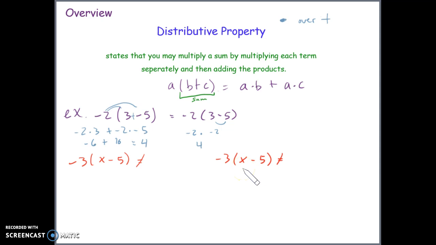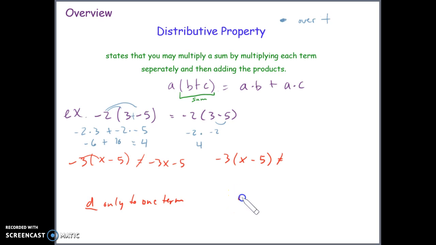Here are a couple examples of common mistakes. The first common mistake is distribute only to one term. This happens all the time where a student will see negative 3, they'll multiply it to the x, and then they'll forget to multiply it to the second term, and they'll rewrite it as negative 3x minus 5. So distributing only to one term, if there's two terms inside the parentheses, is incorrect.